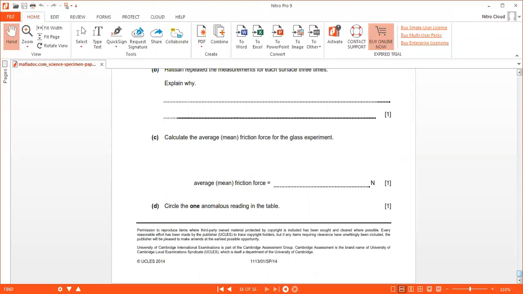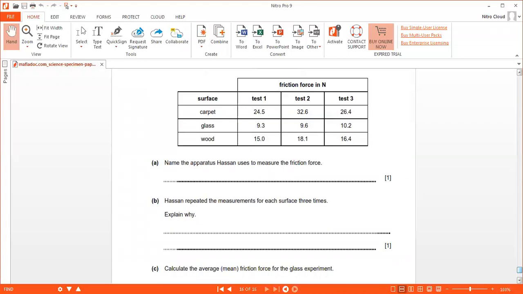D. Circle the one anomalous reading in the table. Look at the table and try to find the anomalous reading. Carpet 24.5, 32.6, 26.4. So test 2 for the carpet is not following the pattern. 24.5 and 26.4 are close, while 32.6 is not close, so this may be the anomalous result. Circle 32.6.